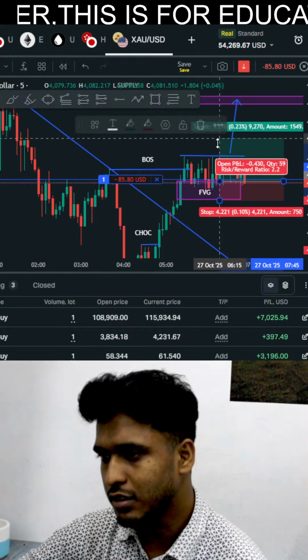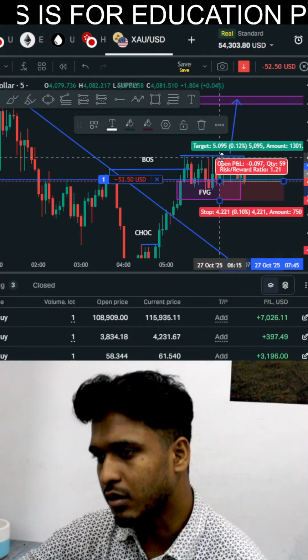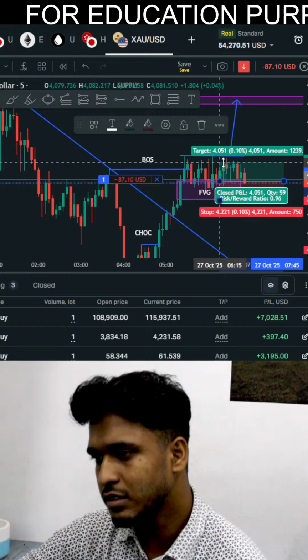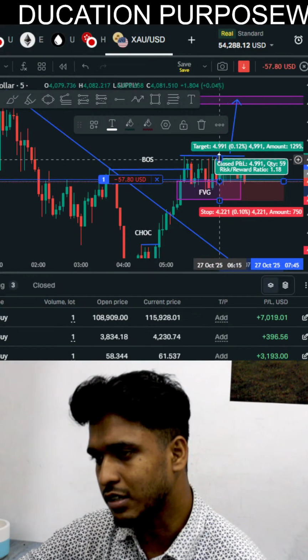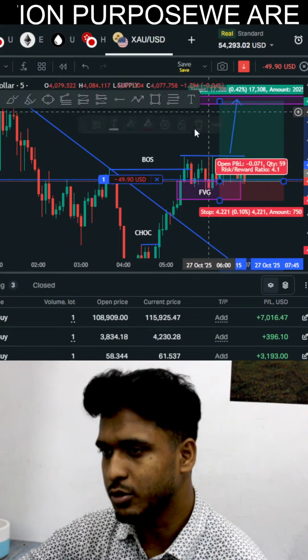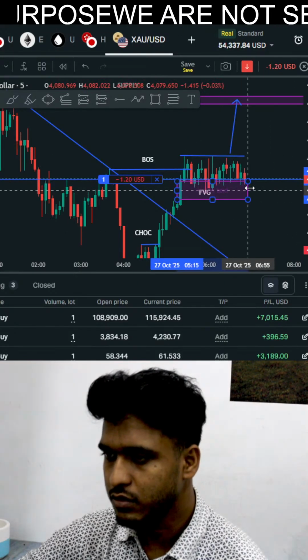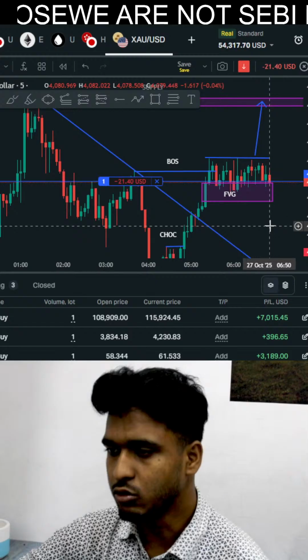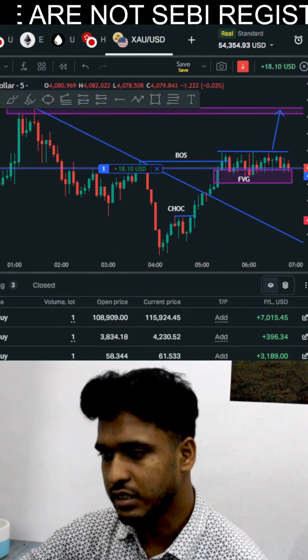Let me show you, if I keep my target here. Okay, yeah, more than 1:2. This is 1:2. Okay, but I'm gonna keep my target at like 1:80, something like that. Okay, but my target is all the way up to here. Check it out and let me know, am I taking a correct trade or what.